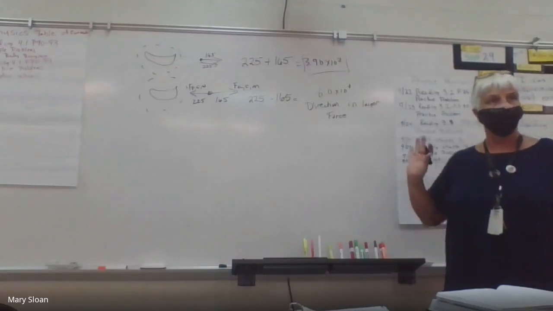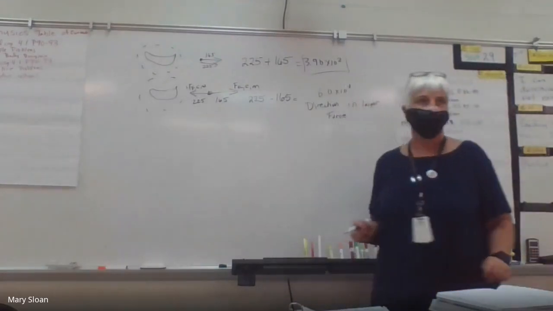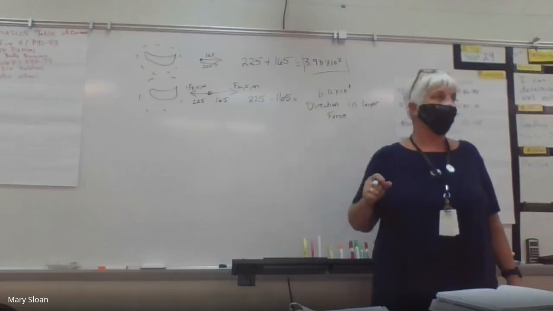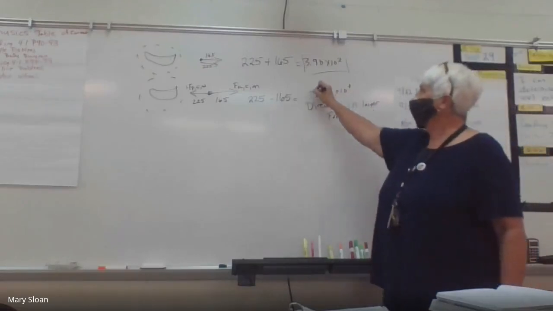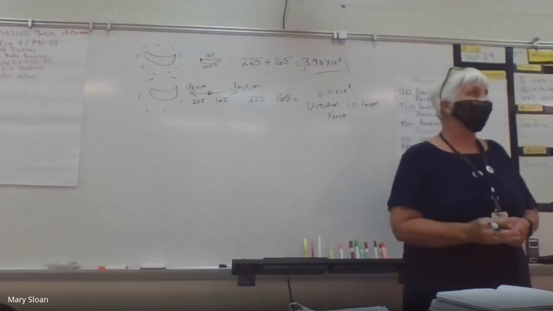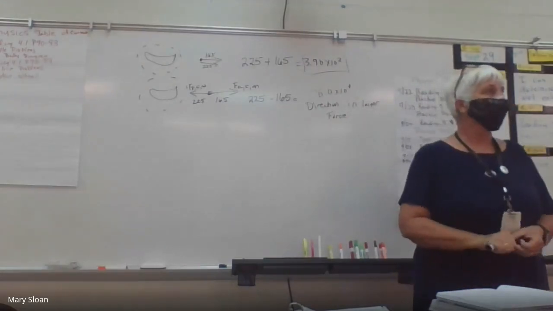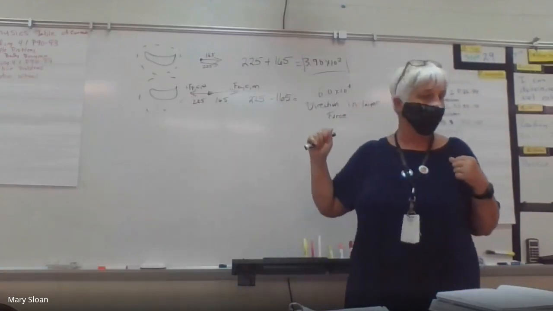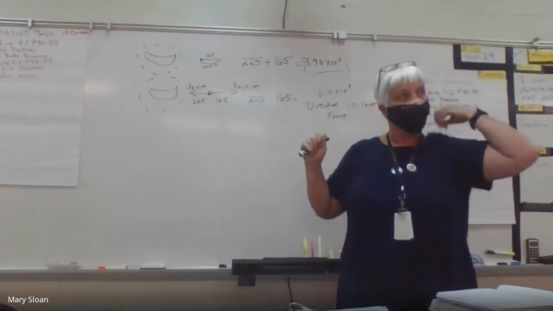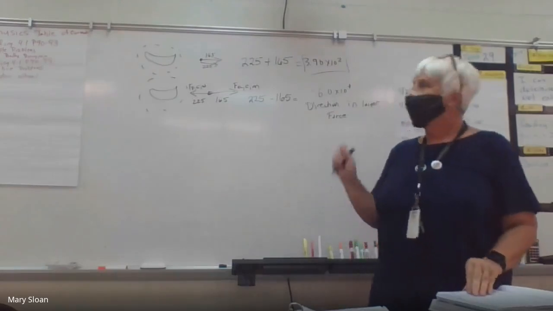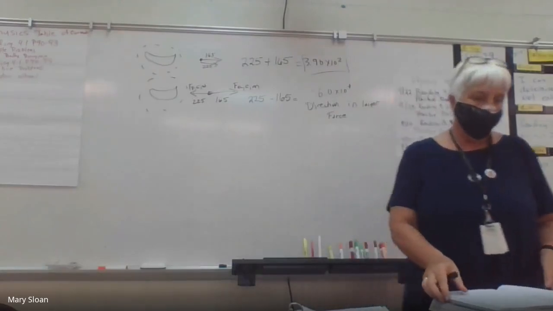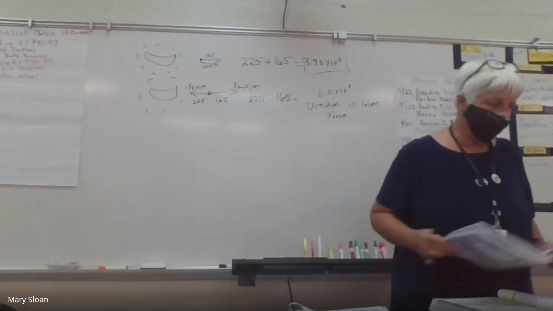Now, since it's going left, Freddie, what is it? The answer is negative 6.0 times 10 to the first power. Perfect. Because it's going to be going in the opposite direction of what it was. Okay? Questions about those two problems? Okay, let's go to the next page.